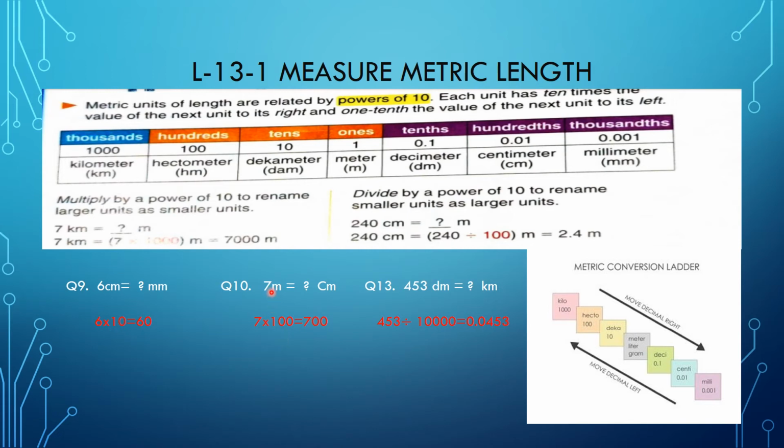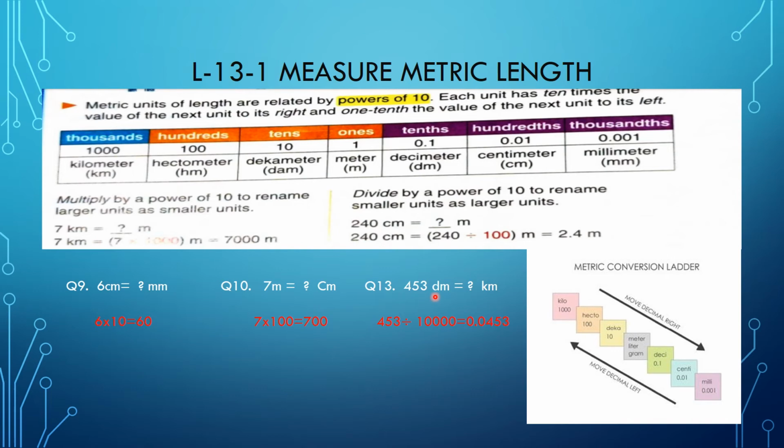And here also this one, 7 meter. Then 7 meter convert into the centimeter. Where is the meter? Meter here. And centimeter here. Then how many steps down? 1 and 2. Then in this way it is very easy. 7 and 2 zeros. You are going down, then move the decimal shift to the 2 zeros. This is 700.